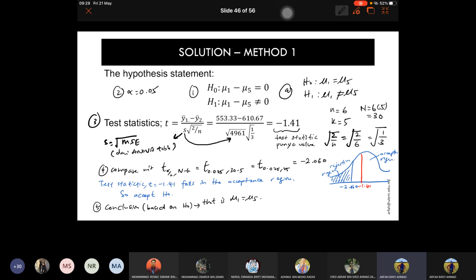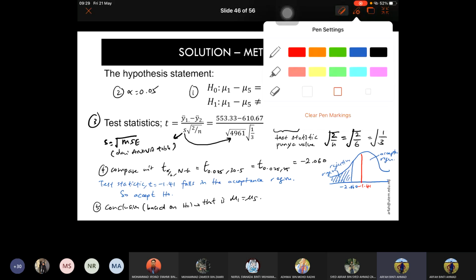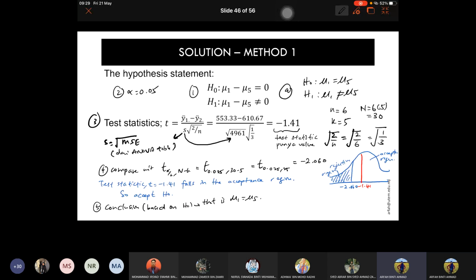So, awak boleh tulis juga there is no difference. Okay. Atau kita boleh cakap the mean of aggregate 1 and mean of aggregate 5 are equal. Okay. So itu adalah dia punya conclusion. Siapa yang nak salin boleh salin.